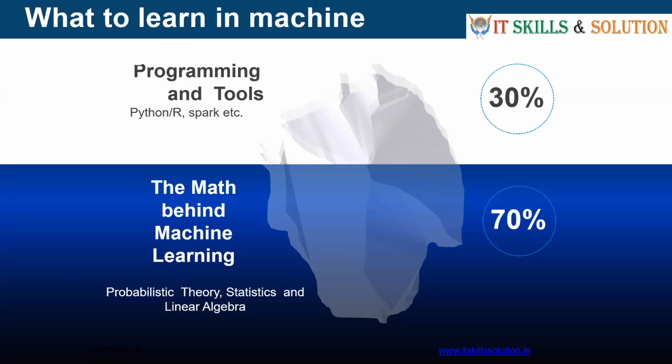So basically, your statistics and probability, and linear algebra. These mathematics are very, very, very important for building any kind of real world application. For building any kind of real world application, these things, probability, statistics, and linear algebra, are very important.